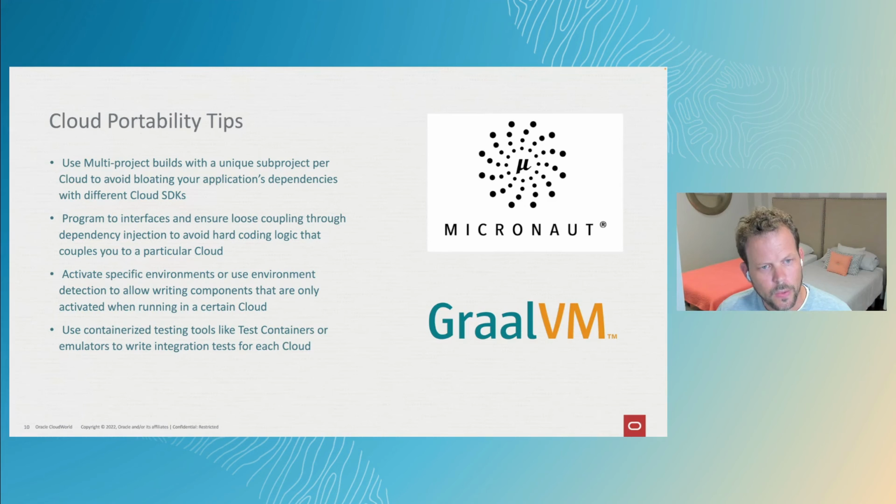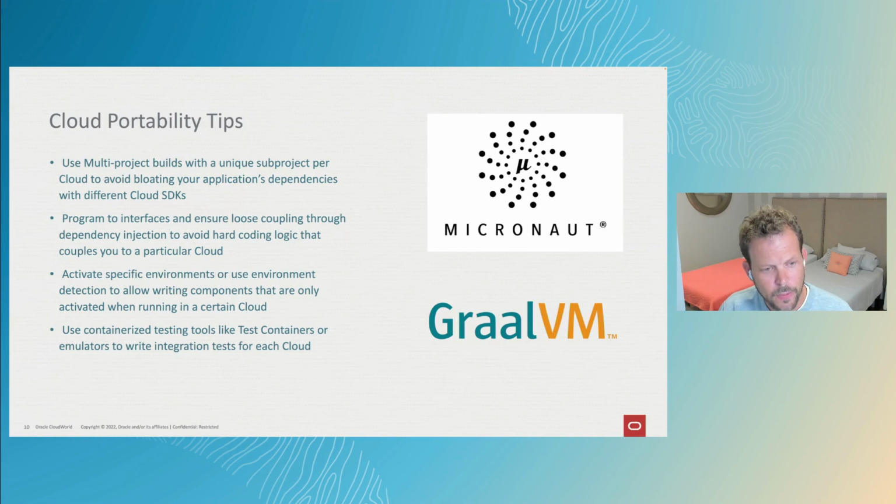Use multi-project builds with a unique sub-project per cloud to avoid bloating your application's dependencies with different cloud SDKs. That's key to keeping your application's dependency graph small and basically eliminating the possibility of conflicts. You should program to interfaces. Use interfaces in Java to ensure loose coupling, and dependency injection systems like Micronaut, which allow you to avoid the hard coding of logic that couples you to a particular cloud, to a particular environment, make your applications more pluggable, more extensible, more adaptable to the cloud environment.